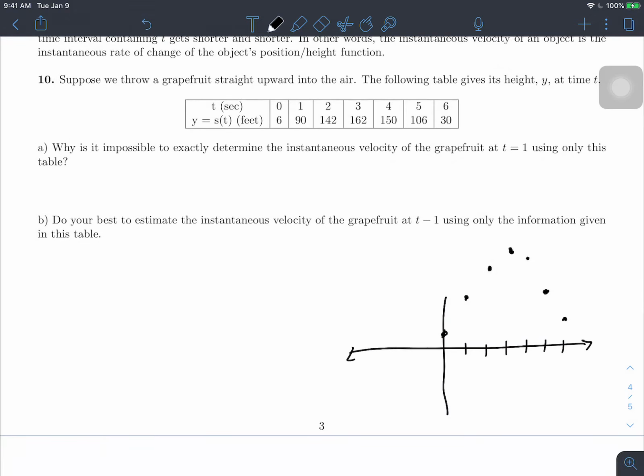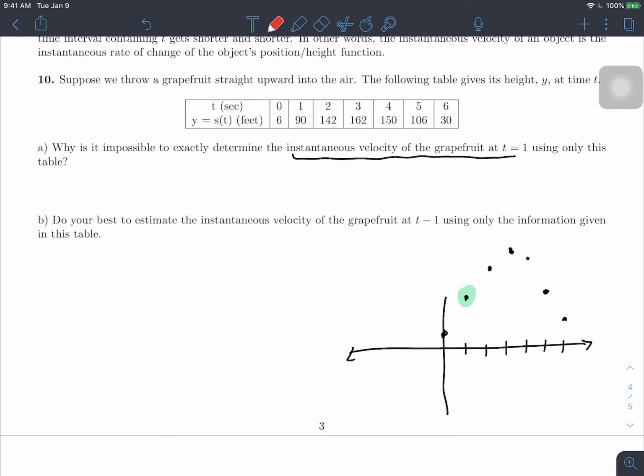Okay, so our graph looks something like this. And they're asking us to find the instantaneous velocity of the grapefruit. In other words, the instantaneous rate of change at t equals 1. So at this point, we'd like to draw a tangent line to this graph. And they're asking us why we can't do it exactly.